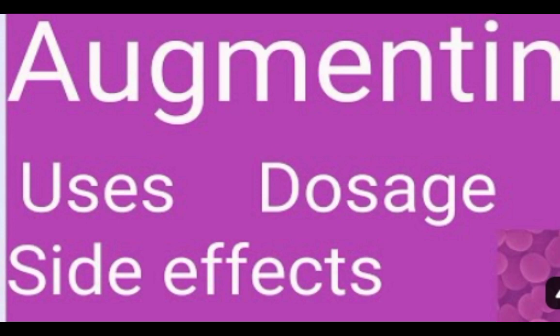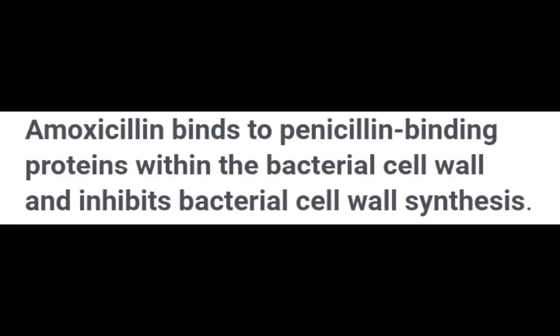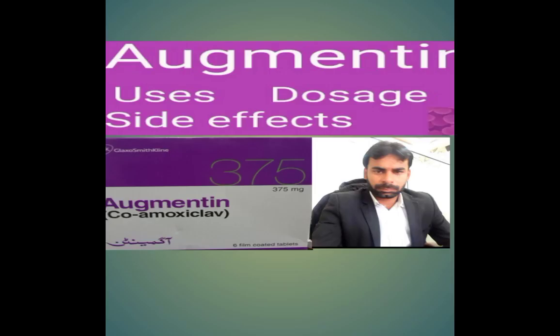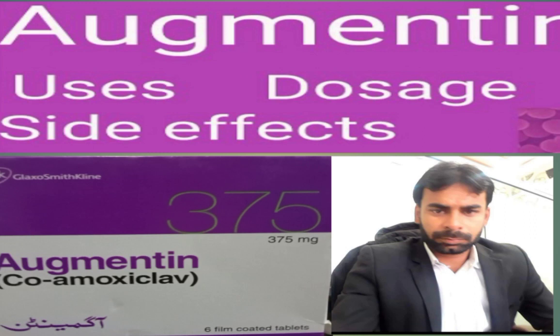The mechanism of action of the Augmentin tablet is that it binds penicillin binding proteins and inhibits the cell wall synthesis of the bacteria. The indication and usage of the Augmentin tablet is for upper respiratory tract infections including tonsillitis, sinusitis, and lower respiratory tract infections, bronchitis, and bronchopneumonia.